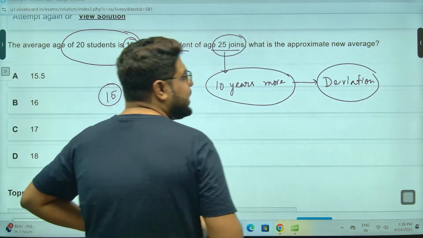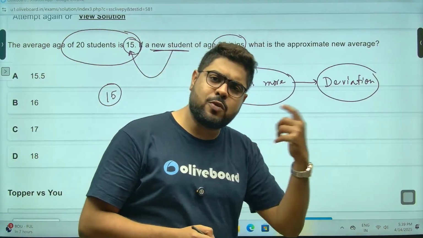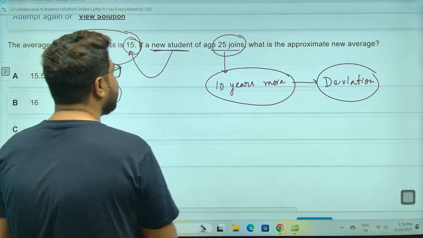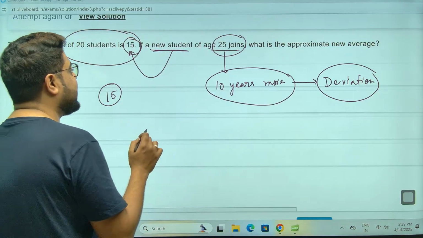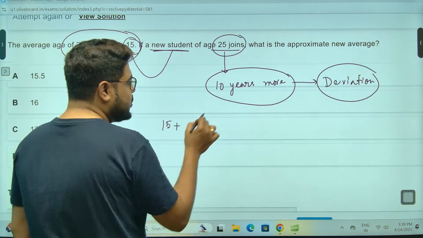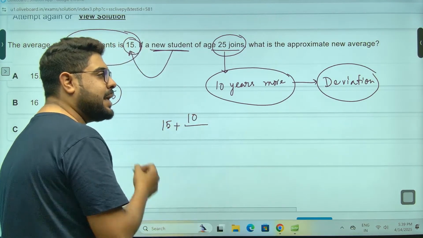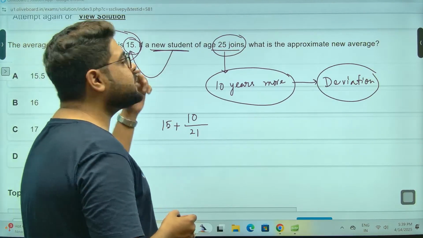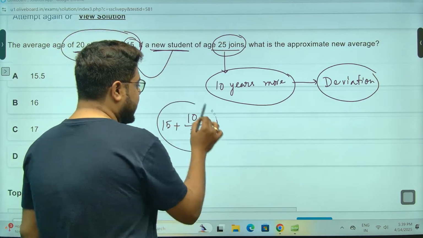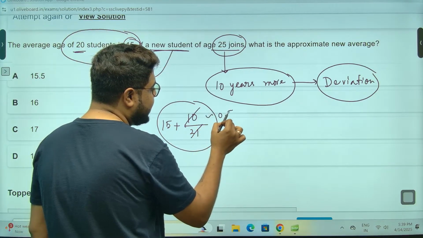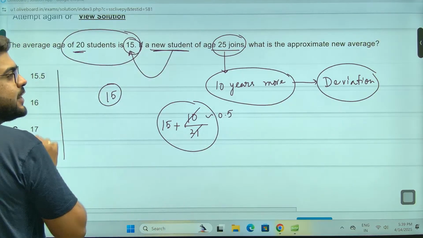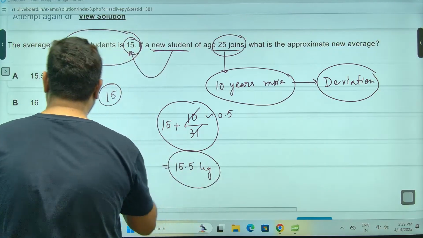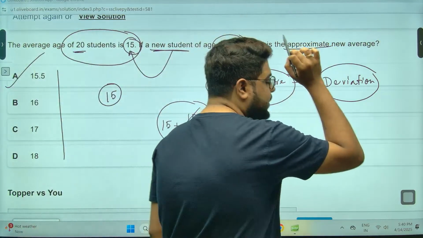Now, in average, whatever the deviation is, how much more or less, that gets equally distributed among everyone. So this extra 10 years will be equally distributed among 21 students, because 20 students were there and a new student has joined. So this is almost equal to 0.5, because from the options it is very evident. So my answer will be 15.5 kgs. New average will be option 1, because approximate is there.